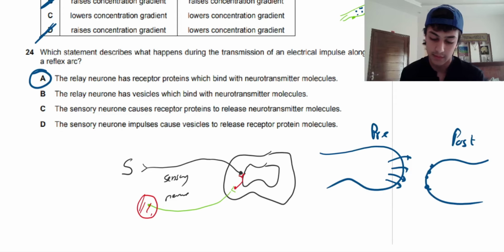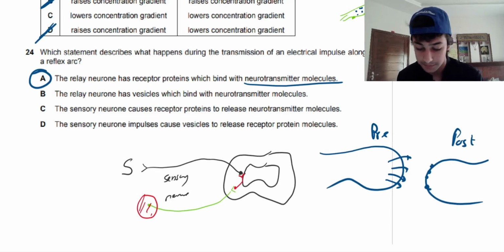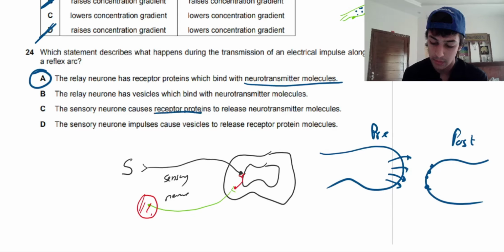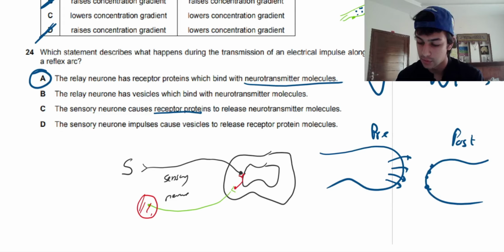Relay neurons has vesicles which bind with neurotransmitter molecules. No, not the vesicles. Vesicles are just going to store the neurotransmitters. Neurotransmitters are the things that bind. Sensory neuron causes receptor proteins to release neurotransmitter molecules. That's not true, because receptor proteins will bind to it, not release it. Sensory neuron impulses cause vesicles to release. Okay, this is also not true. Just remember that vesicles release neurotransmitters, and they go and bind to the receptor proteins.